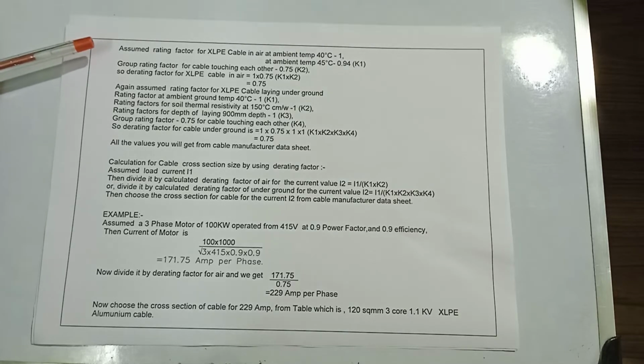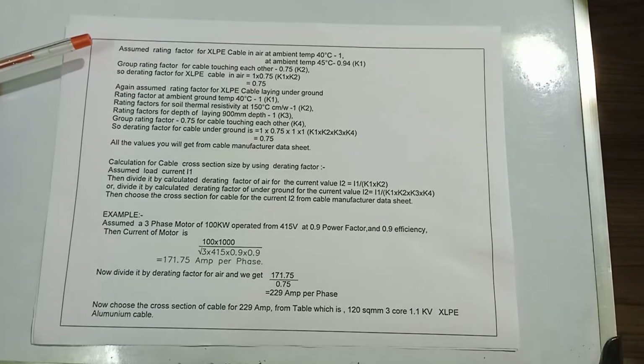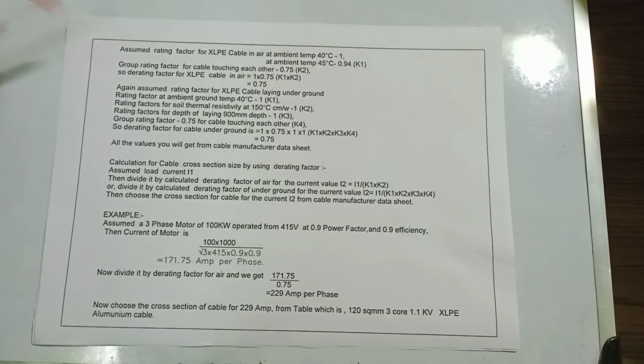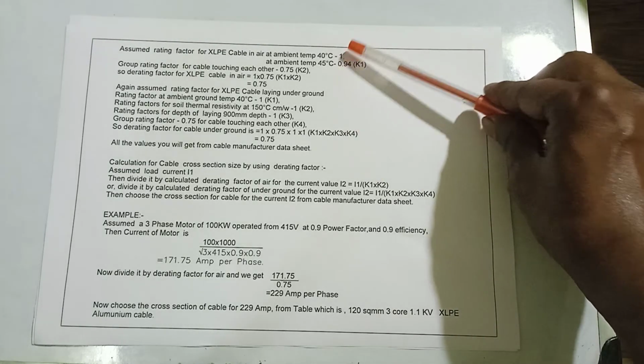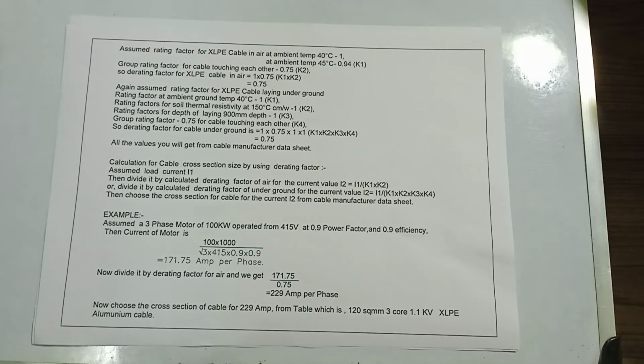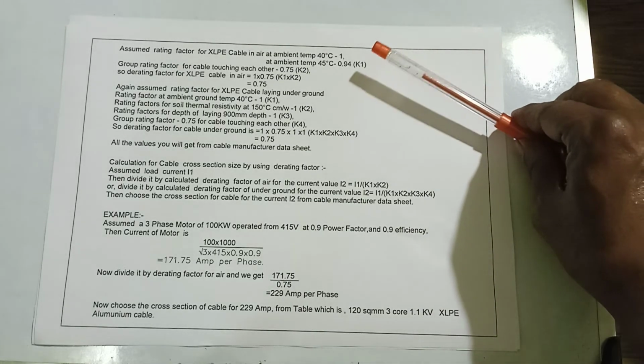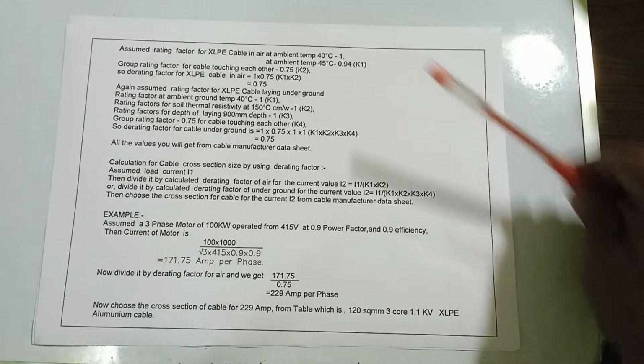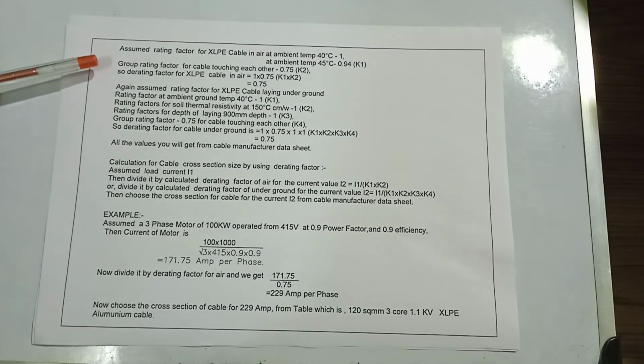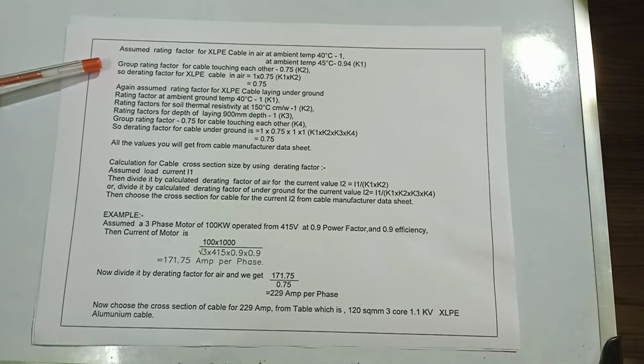Assumed rating factor for XLP cable in air at ambient temperature 40 degrees centigrade is equal to 1. At ambient temperature 45 degrees centigrade it is 0.94, which is K1. Group rating factor for cables touching each other is 0.75, which is K2. So derating factor for XLP cable in air is 1 into 0.75, that is K1 into K2, equal to 0.75.